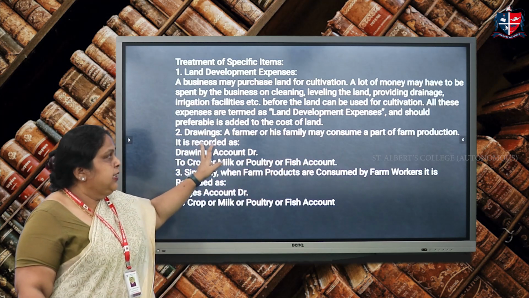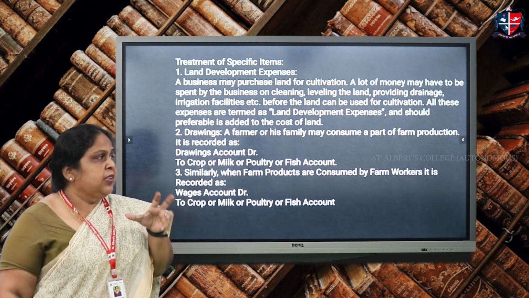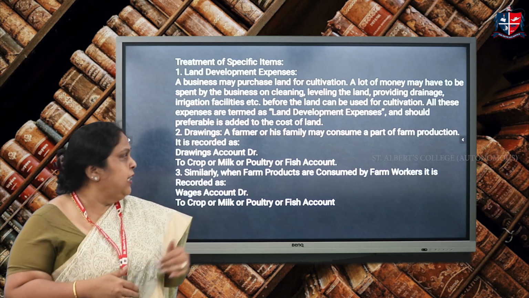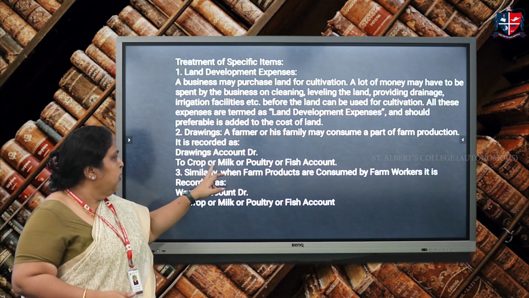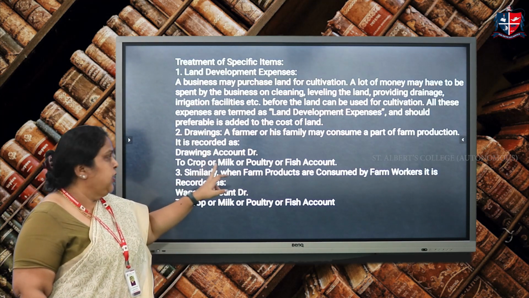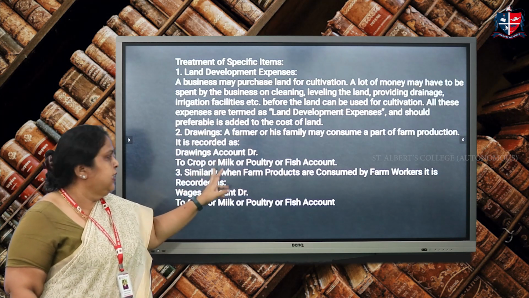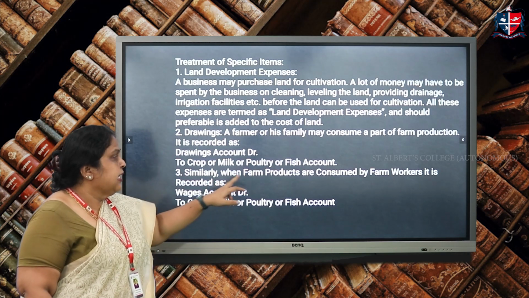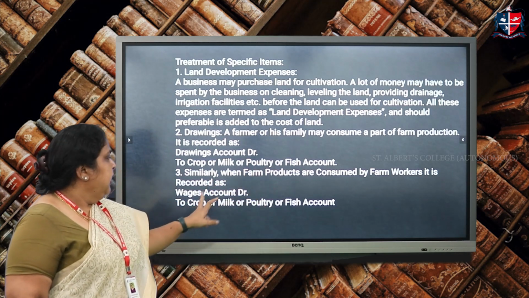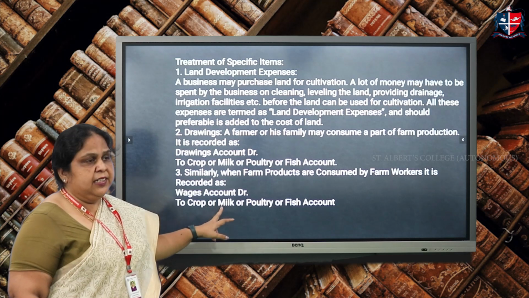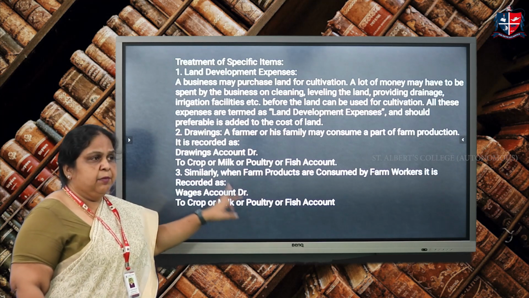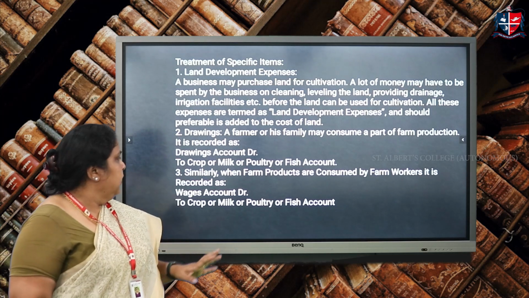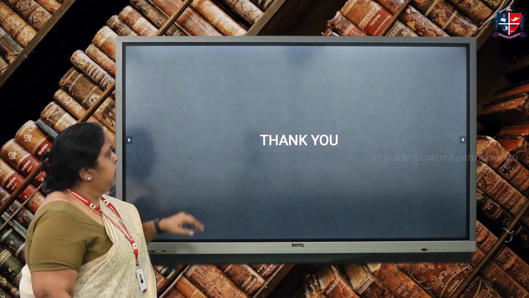Now again, what is drawings? Drawings is when the farmer or his family takes a part of the produce for the usage of his family. That is called drawings. And how do you record it? Drawings account debit to whichever crop, milk, poultry, whatever it may be, this will be the journal entry. Similarly, when it is consumed by farm workers, it is taken under wages account debit to whichever item, whether it is crop, milk, poultry, dairy, fish, etc. So this is how you treat specific items.